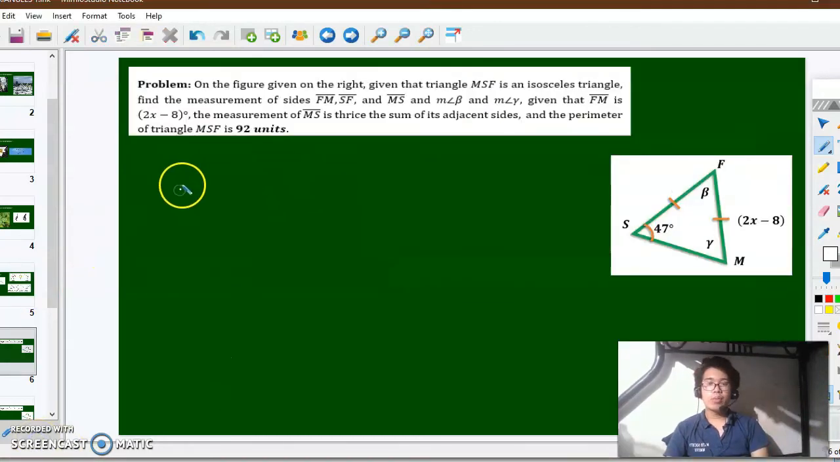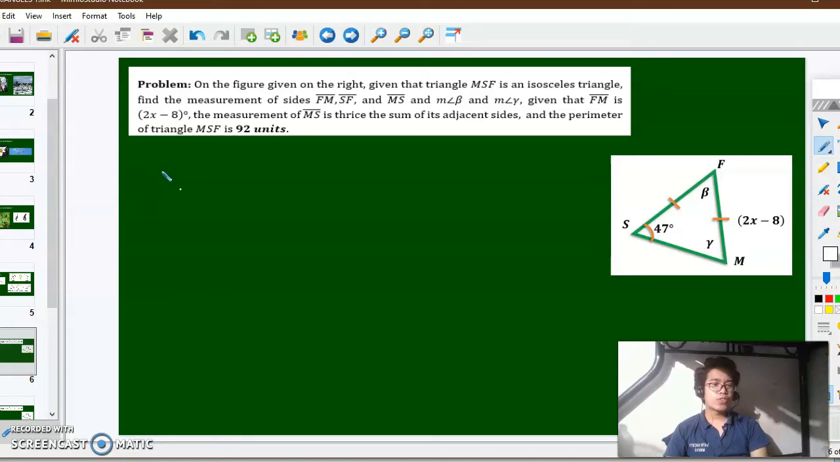Okay, so we have a problem here regarding a triangle. So we have here a triangle MSF. Triangle MSF is an isosceles triangle, which means it has two congruent sides. We want to find the measurement of side FM, side SF, and side MS, and angle beta, and angle gamma, given that side FM is 2x minus 8, and the measurement of side MS is thrice the sum of its adjacent sides, and the perimeter of the triangle MSF is 92.